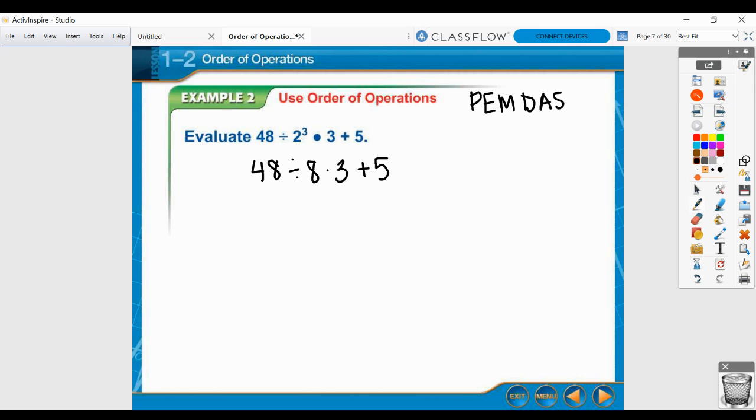And then we are multiplying and dividing, but we're doing it from left to right. So we have division first. So we want to do 48 divided by 8, which is 6. 6 times 3 is 18, plus 5 is 23. And if you notice, I wrote out all of my steps so I can continue on and be organized. You definitely want to do that as well.